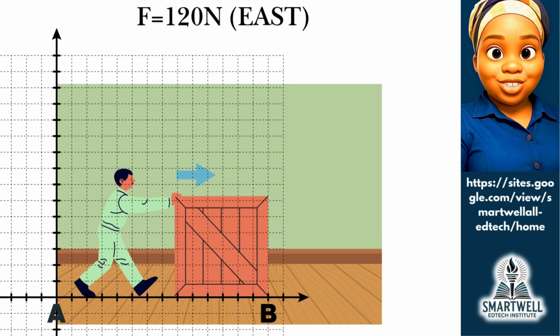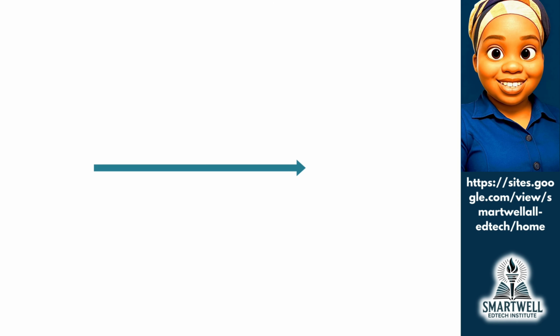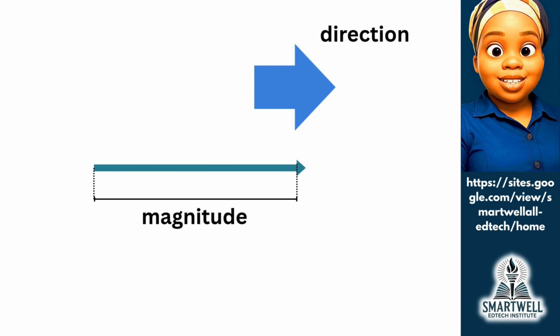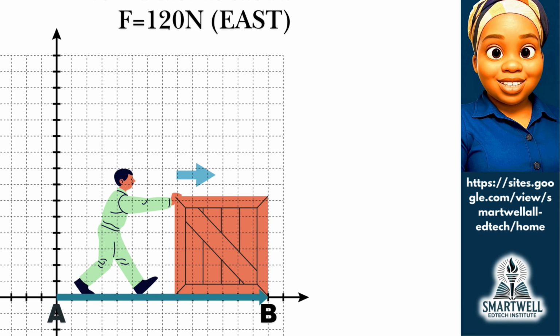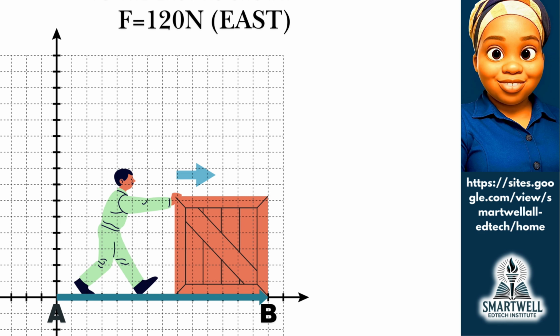When we draw that force on a Cartesian plane, we use an arrow. The arrow tells us two things. The length represents the magnitude. The arrowhead shows the direction. So if we draw an arrow from point A to point B, pointing to the right, that is a one-dimensional vector because only the x direction changes.